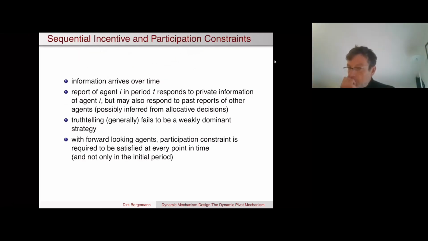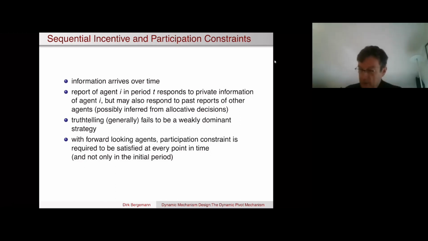Okay. And so while the analogy might be helpful and tells us what might be a useful benchmark, it will not allow us to get to a complete solution. Okay. As the information arrives over time, the report of agent I responds to his private information at that time, okay? But it can also respond to past reports that he may make, or to past reports that other agents may make. And therefore, typically, we will not be able to get truth telling to be guaranteed or secured under dominant strategies or under weakly dominant strategies.